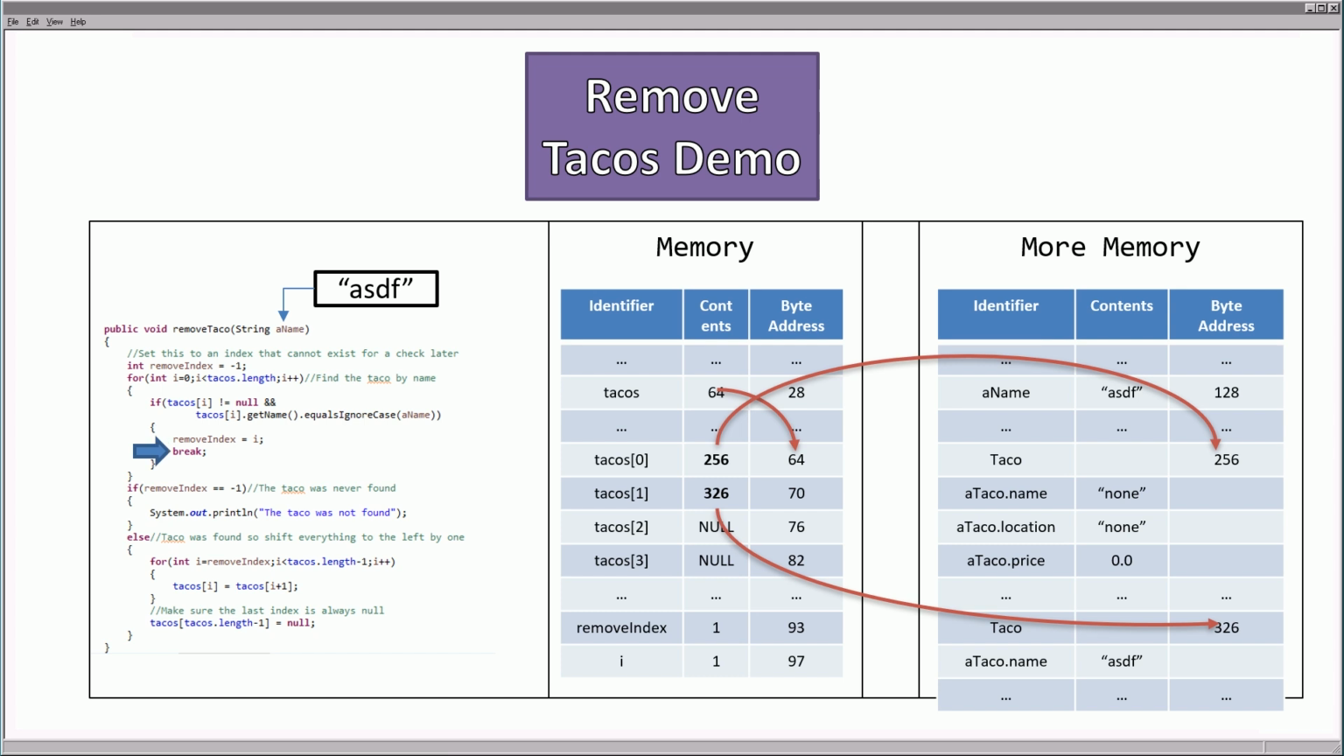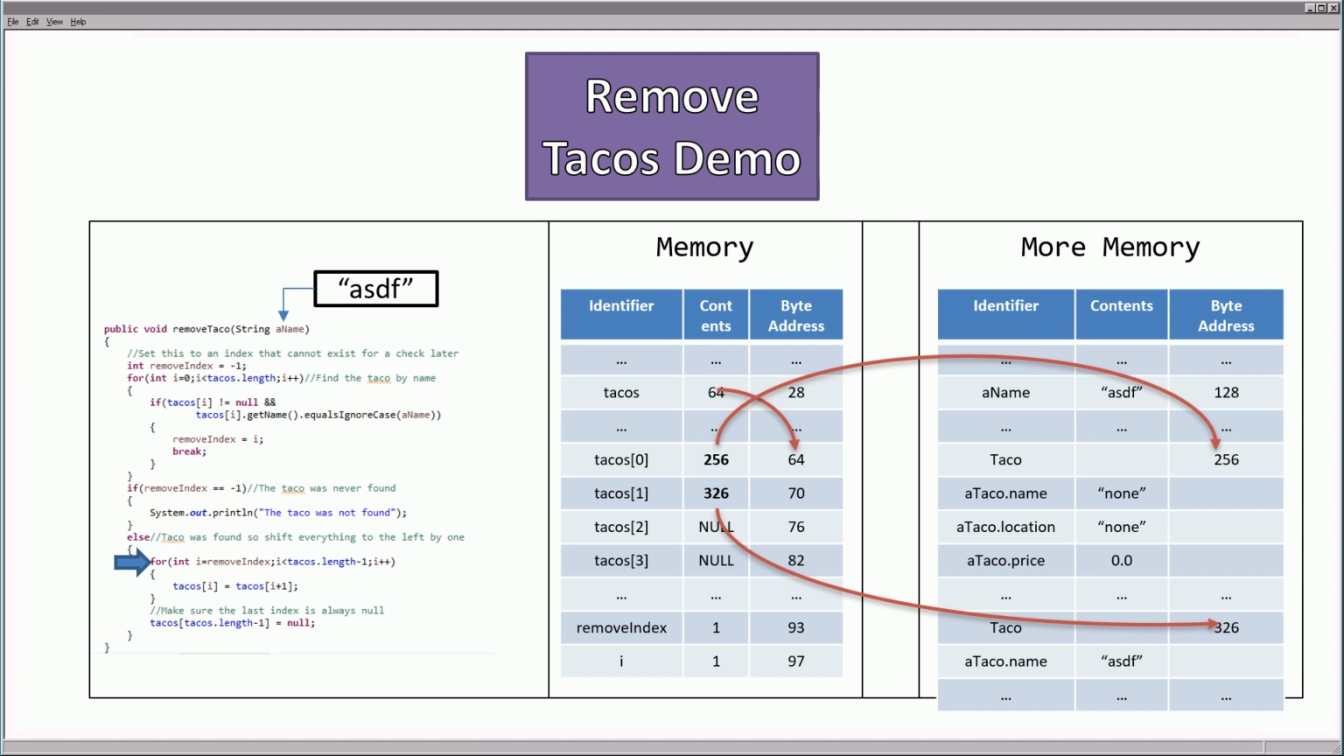We break out of the loop. Now, if the remove index is still equal to -1... the remove index is 1, 1 is not equal to -1, so we go to the else. Now inside the else, we go inside this for loop and declare i is equal to the remove index, which this time is 1.